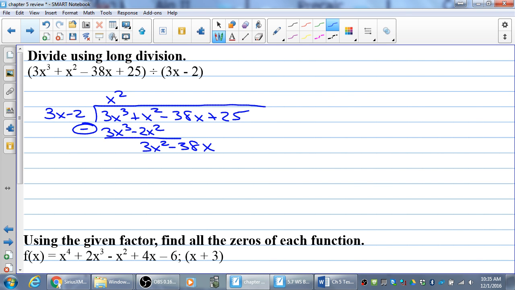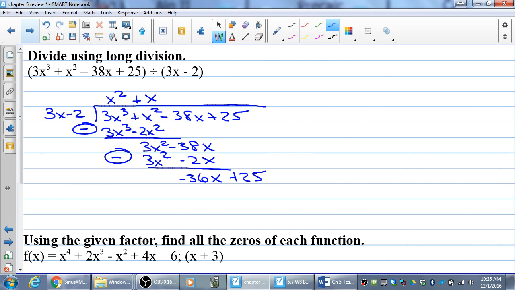Now we need just x. X times 3x is 3x squared. Now whatever happens after that, we deal with it. X times negative 2 is negative 2x. And we're subtracting. Now that's negative 36x. Negative 38 plus 2, minus minus, that's plus. Negative 36x. And then we have plus 25.